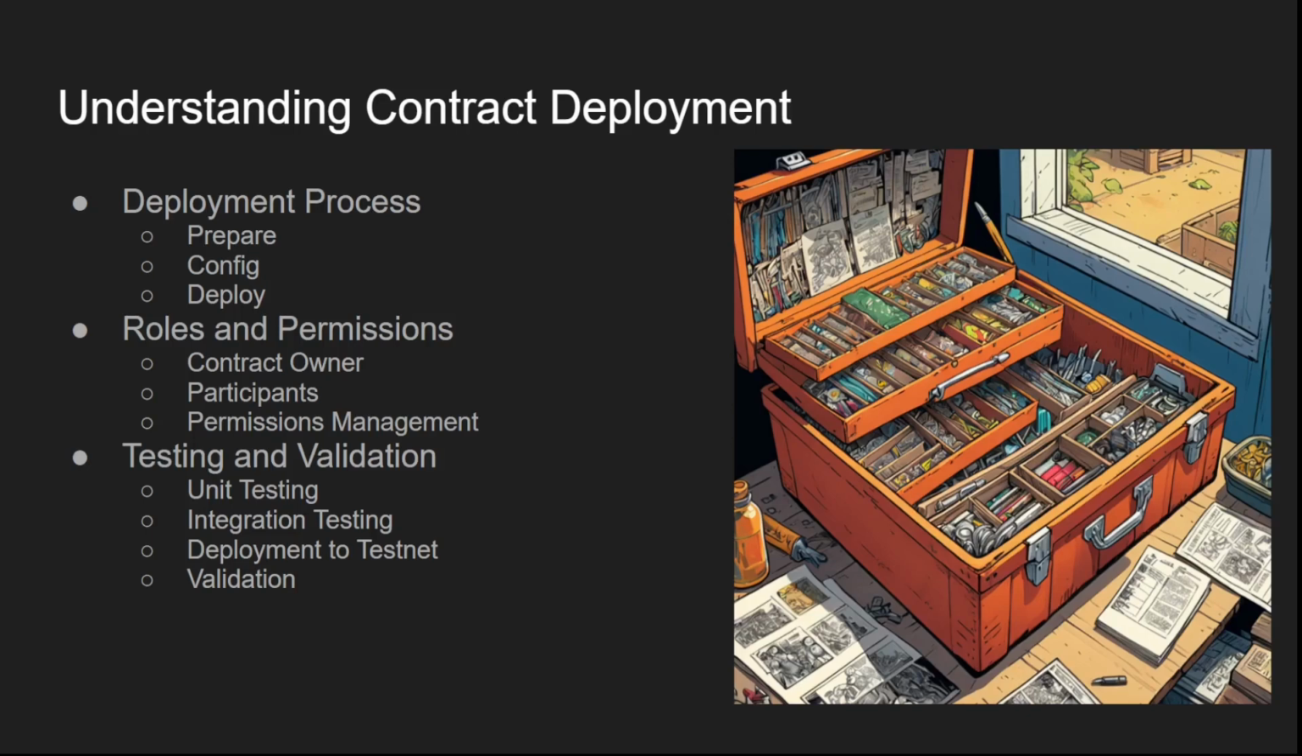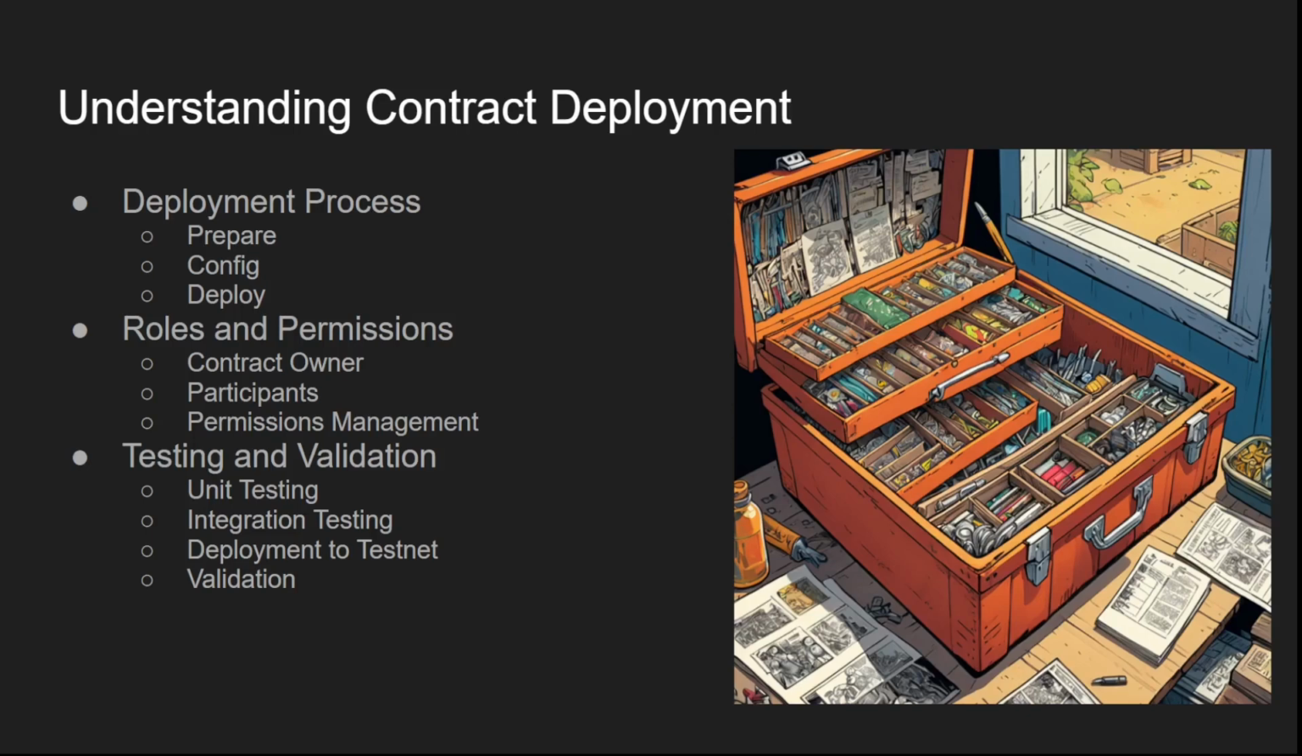Deploy your contract to a testnet environment first. This allows you to test the deployment process and interact with the contract in a live-like environment without the risks associated with the mainnet. Verify that the contract behaves as expected in the testnet. Check for any issues or unexpected behaviors and fix them before deploying to mainnet.